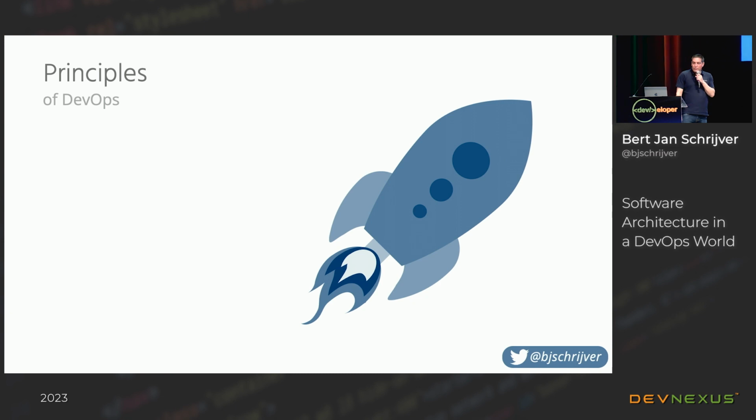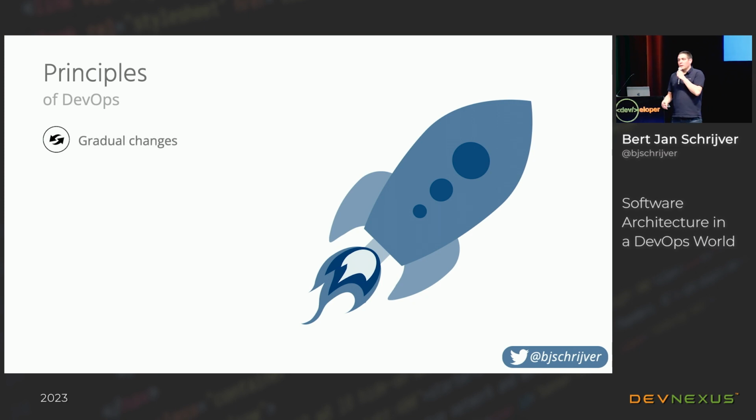So what are the principles of DevOps? There are loads of principles, but these are the ones that I find particularly important. So it's about making gradual changes, so no big bang releases, lots of small changes. Because small changes are fast, controllable, and when something goes wrong, you're pretty sure that it was in the last small change that you did.